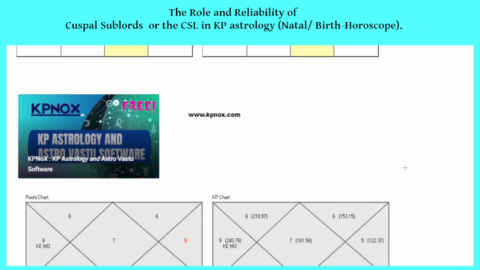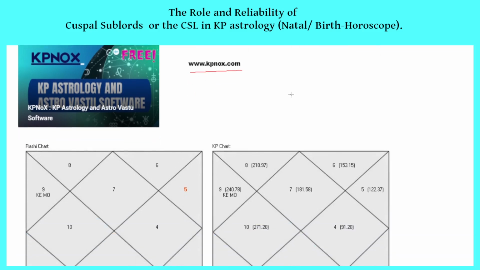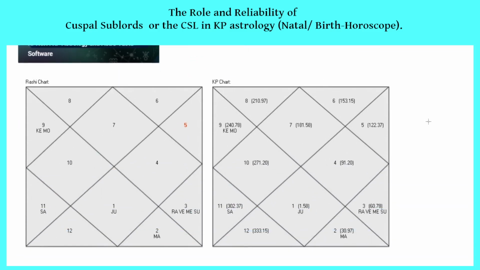And for all these charts and tables of signification and all that, I have used this free KP Astrology and Astro Vastu software called KP Nox. I also did a kind of review of this software. I'm still exploring. This is a free software. If you want to, you can watch my video to get a little bit familiarized with this KP Nox. Otherwise, you can just go to their website and download the necessary files from there. So this is our example chart.